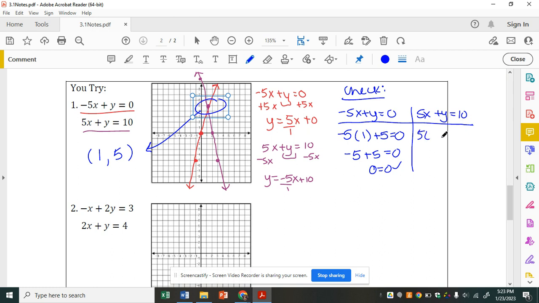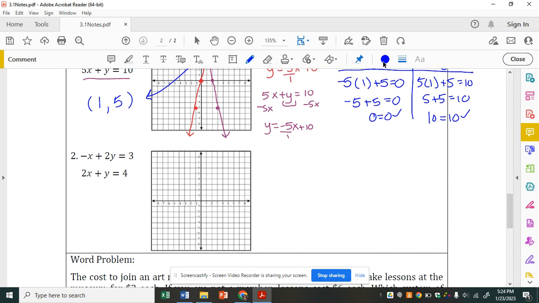Making sure that it works in the second one, I still plug in the 1 for x and the 5 for y. 5 times 1 is 5, and 5 plus 5 does equal 10. So again, because my solution works in both of those equations, this will end up being my solution. Okay, 1, 5.